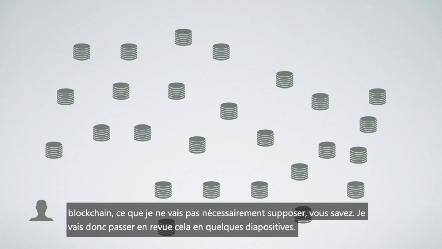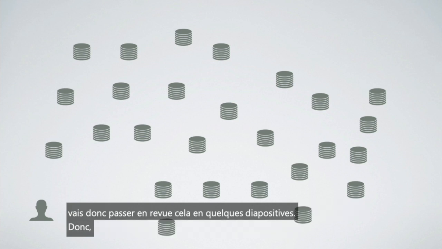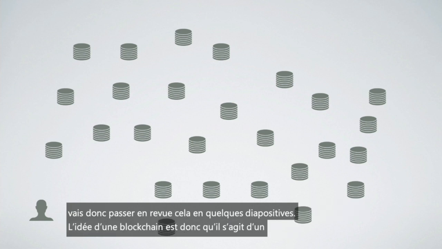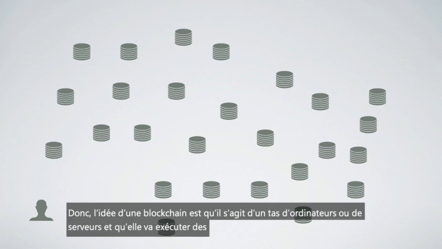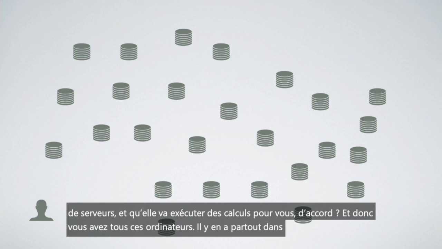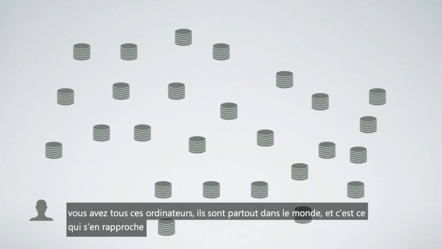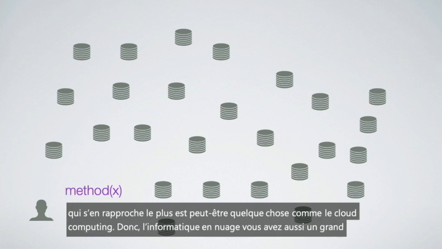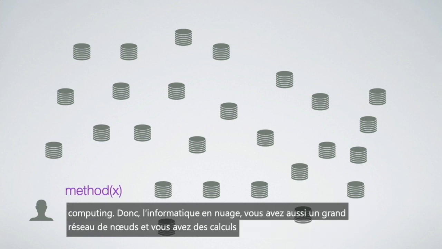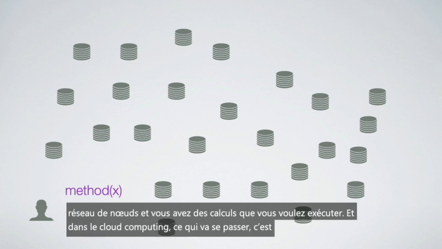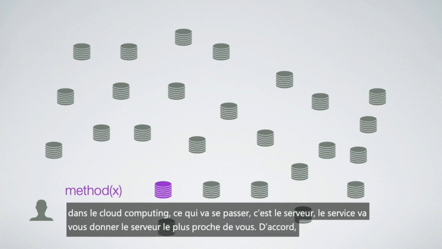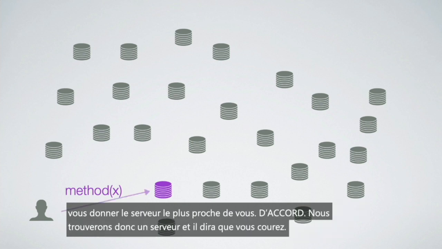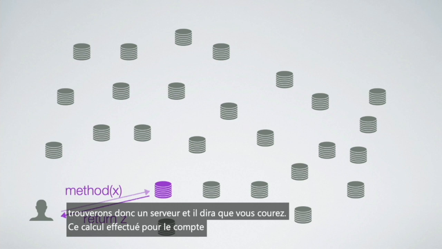So the idea of a blockchain is it's a bunch of computers or servers, and it's going to run computation for you, okay? And so you have all these computers, they're all over the world, and the closest thing to it maybe is something like cloud computing. So in cloud computing also, you have a big network of nodes, and you have some computation that you want run. And in cloud computing, what will happen is the service will give you the closest server to you. Okay, so we'll find some server, and it will say you run that computation on behalf of the user. It will run it, and then you'll get the results back.